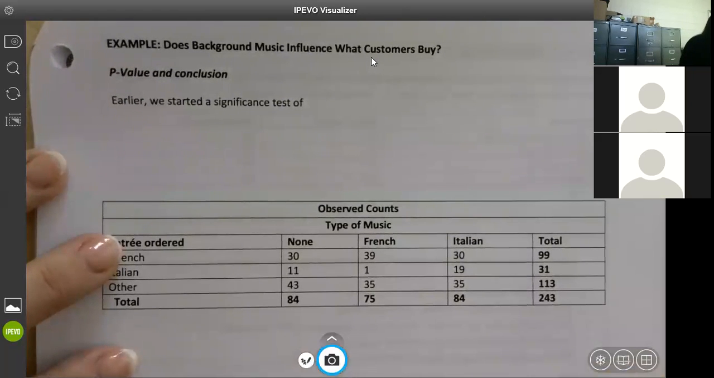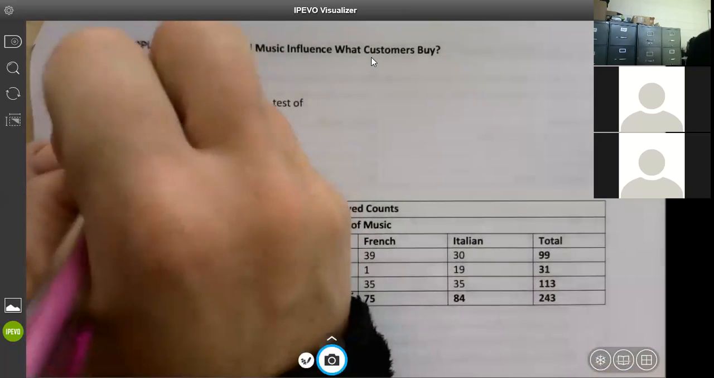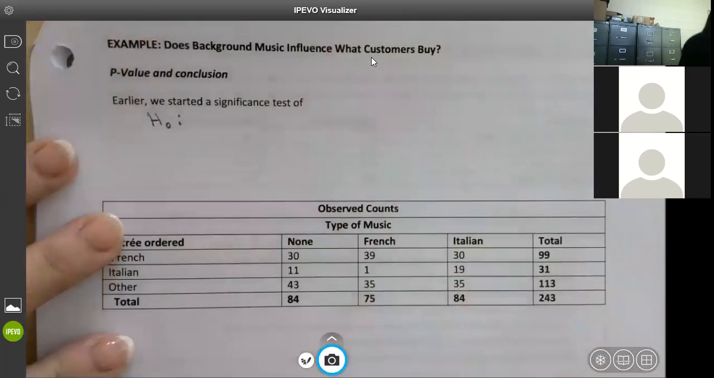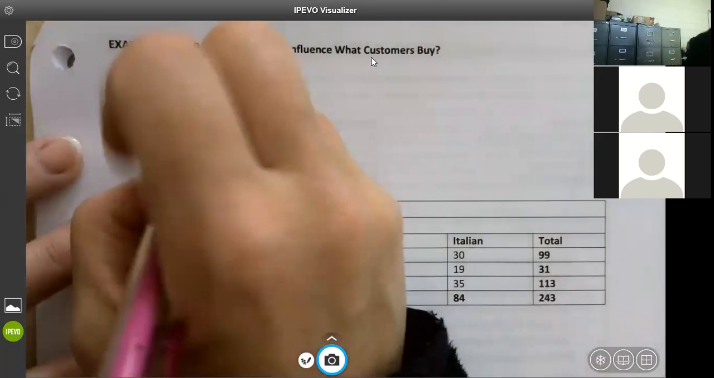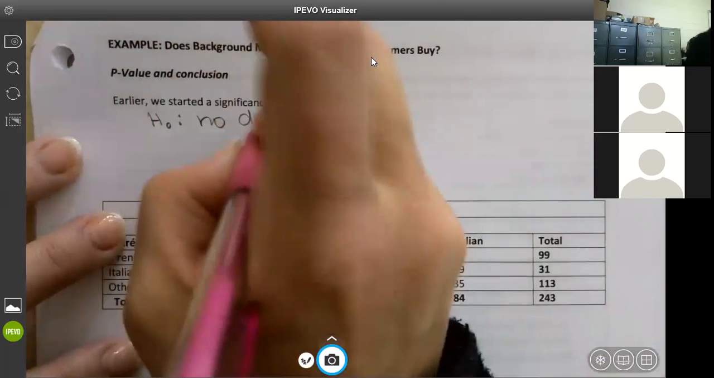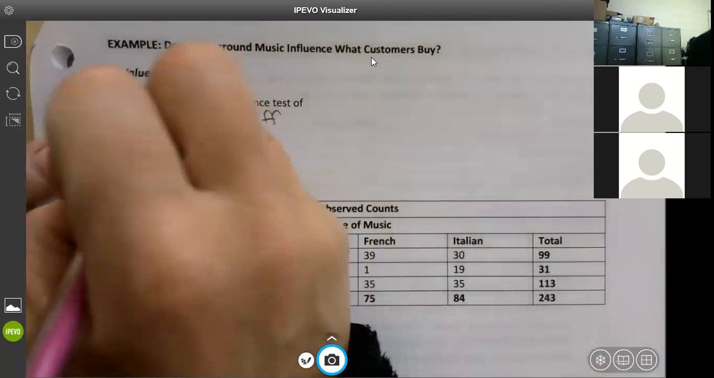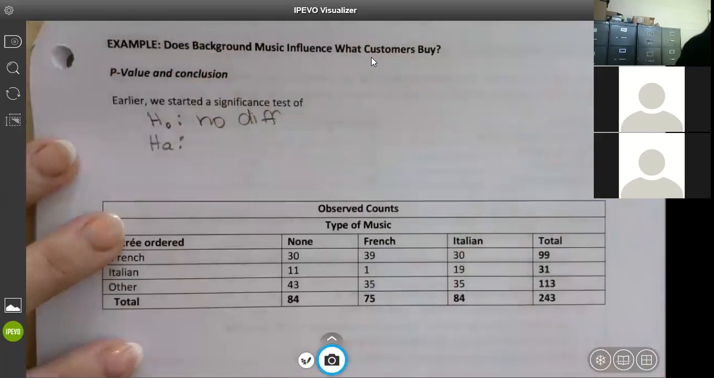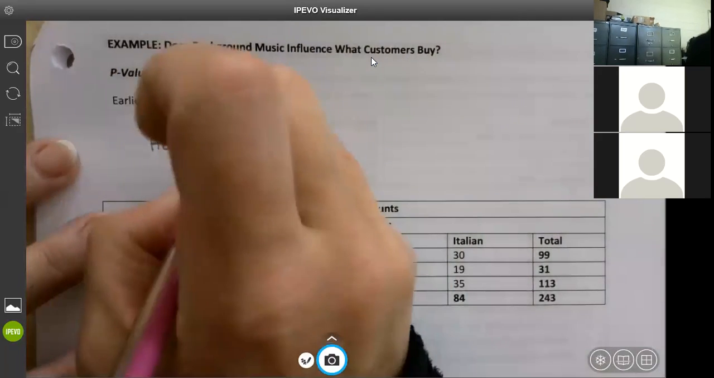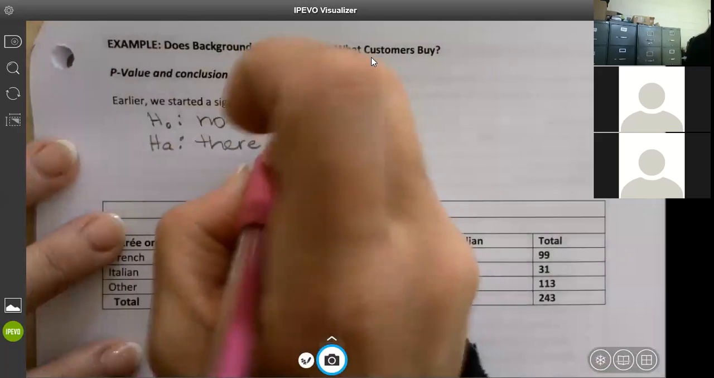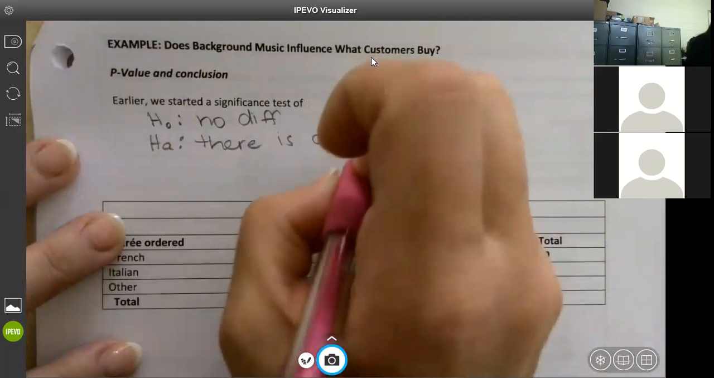All right, so earlier we stated a significance test of, and I'm going to shorten these, H sub O means that there is no difference. That means no difference in playing the music while ordering the entree. It doesn't make a difference to play the music. It doesn't affect the ordering. And then there is no difference, or there is a difference for your alternate.